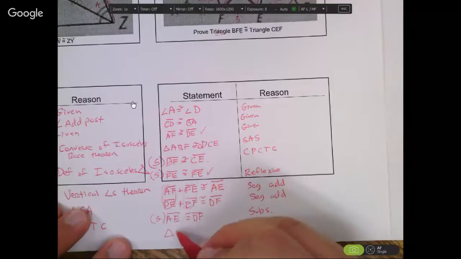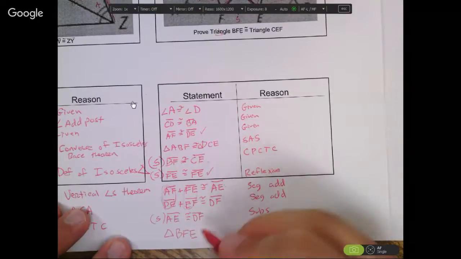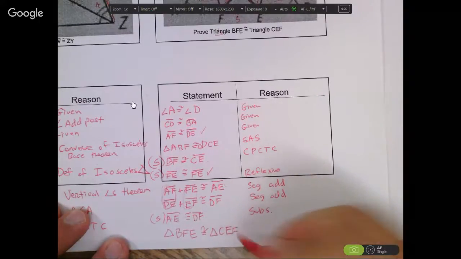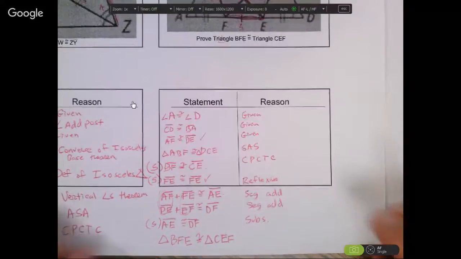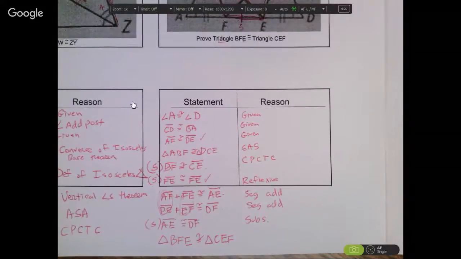No, it's side angle side. There's three sides, so no. Don't argue. Actually, I like that you're arguing. One of you is right and one of you is wrong. Couldn't you say that triangle ABE is congruent to triangle DCF?